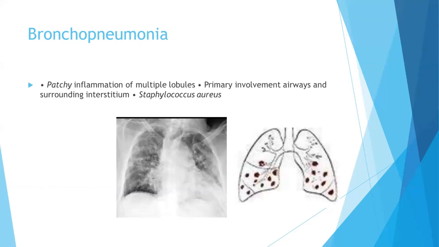Then comes bronchopneumonia, where there is patchy inflammation of multiple lobules. The primary involvement is the airways and the surrounding interstitium, and it is commonly caused by Staphylococcus aureus. Here is the X-ray of bronchopneumonia.